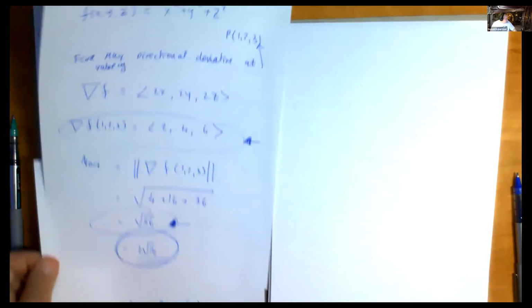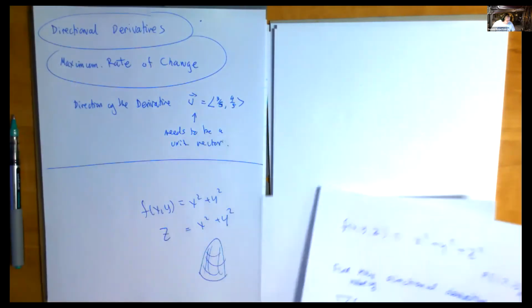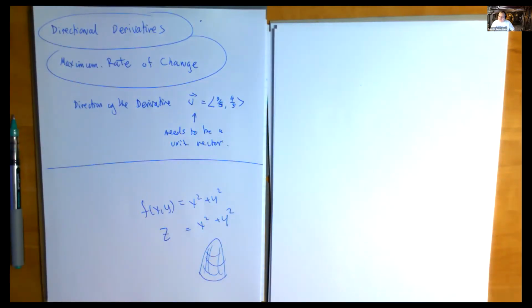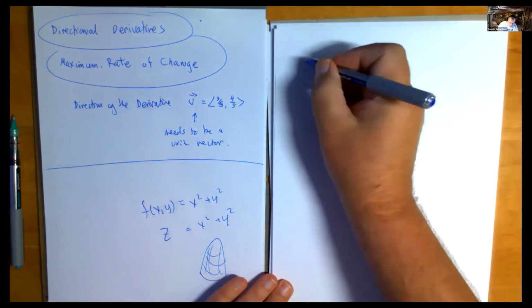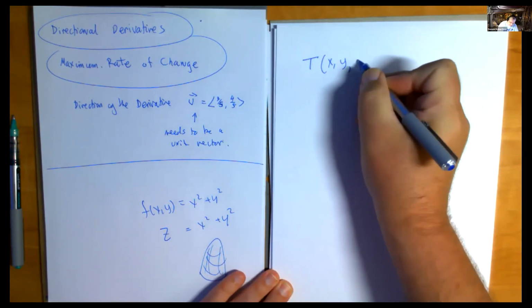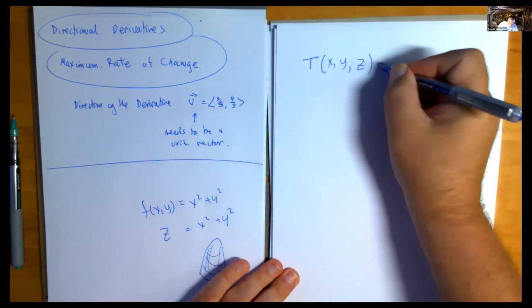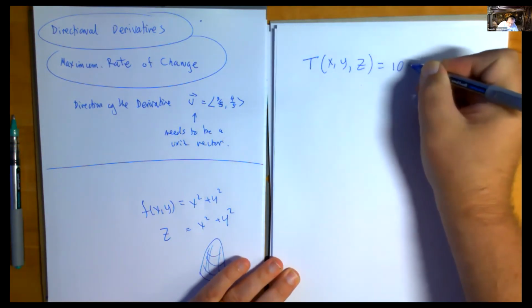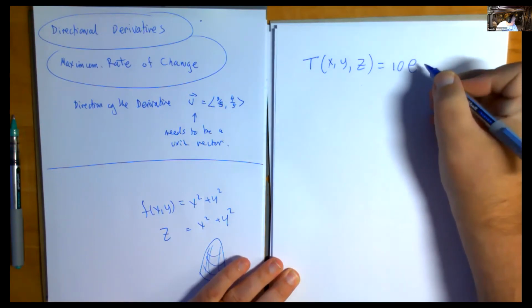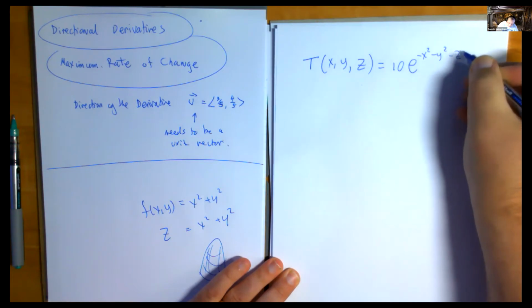Okay, let's do a practical one. Not my favorite, but you are engineers, so you do want to do practical things. So the temperature in a three-dimensional object at coordinates x, y, z is given by 10 e to the power, and I'm picking my own version of this, that guy.